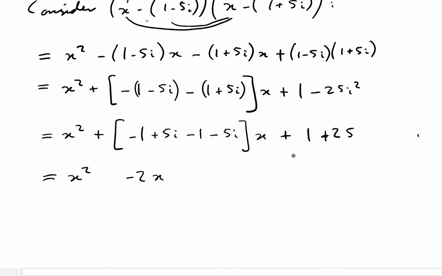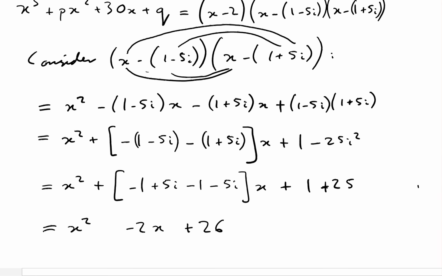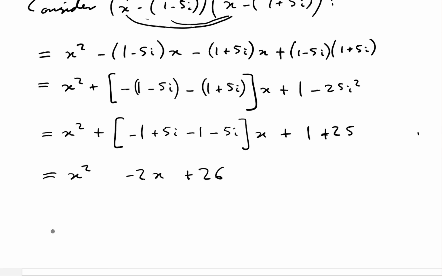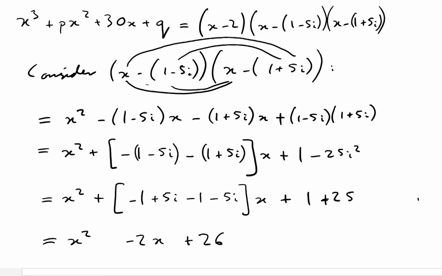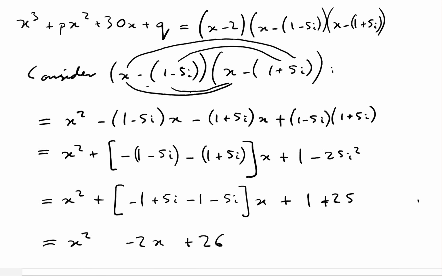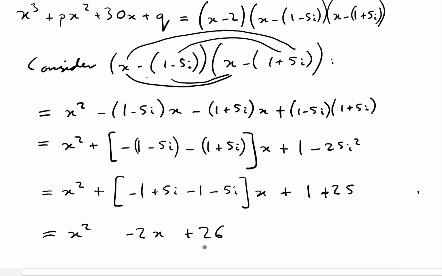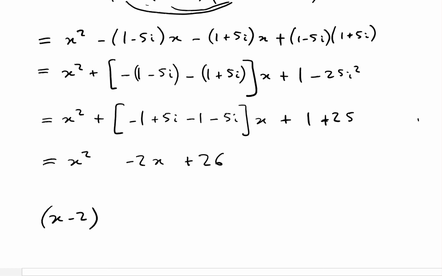And you're still going to have a plus 1. Sorry, plus 1 plus 25. That's just going to be plus 26, isn't it? Okay, so there we go. These last two brackets expanded give you this thing here. Then we want to multiply that by x minus 2. Because if you look, these last two brackets give us x squared minus 2x plus 26, and then we're going to multiply all that by x minus 2. So x squared minus 2x plus 26.